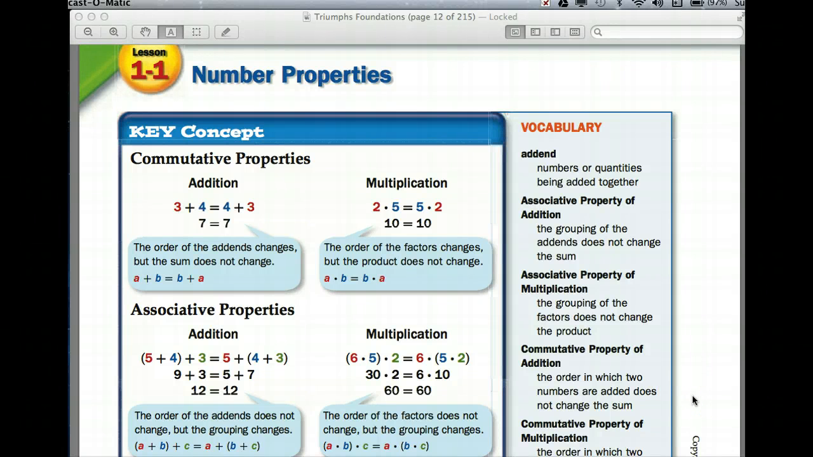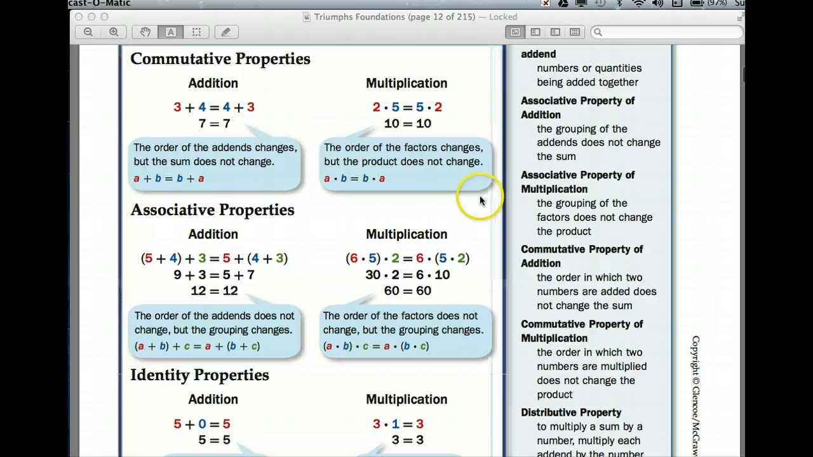Okay, let's dive into the lesson. This is lesson 1.1. We're going to discuss number properties. So I want you to take a few moments to look over this key concept. Then we're going to do some activities with it.